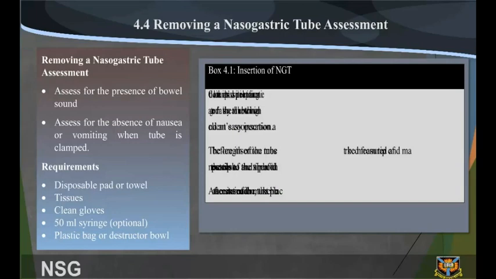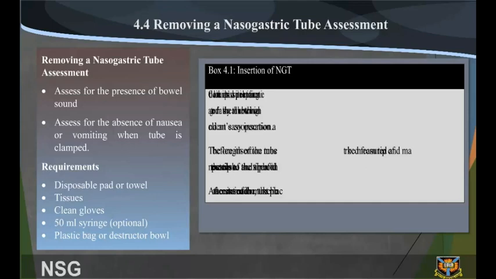Removing a nasogastric tube assessment. Assess for the presence of bowel sounds. Assess for the absence of nausea or vomiting when the tube is clamped. Requirements: disposable pad or towel, tissues, clean gloves, 50 ml syringe, plastic bag or disposal bowl. Client preparation and instruction on specific details such as neck positioning and swallowing of the tube when in the throat. Rather, teaching may enhance the client's cooperation and an easy insertion.